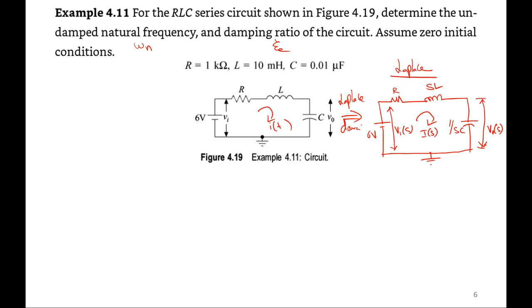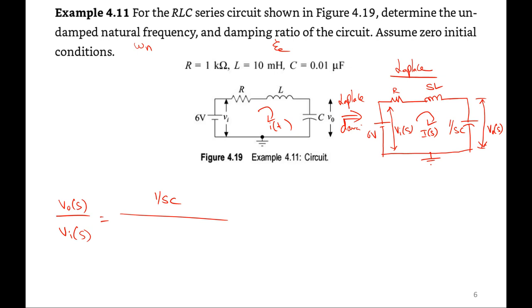So what we'll do, we will take the transfer function. The transfer function is the ratio of V naught of S by Vi of S, right? So what is V naught of S? The voltage across the capacitor, 1 by SC into I of S. But I of S in the numerator and I of S in the denominator will cancel. So I will write only 1 by SC.